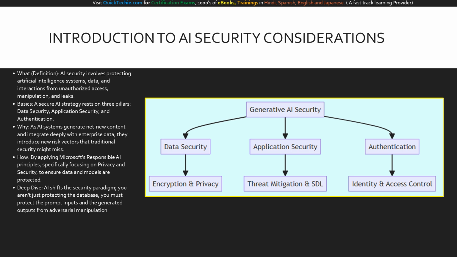On the right, authentication leads to identity and access control, guaranteeing that only the right people are talking to your AI. This diagram is your mental model for this training. Every security challenge you face with Copilot or Azure AI will be solved by strengthening one of these three interconnected nodes. If any one pillar is weak, the entire system is compromised.